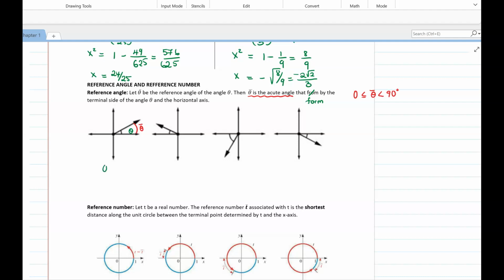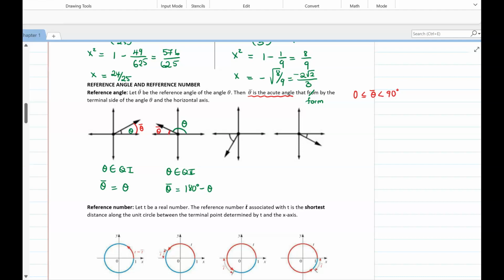So if theta is in quadrant 1, then theta bar is equal to theta. In the next one, we're looking at this angle here being our theta. Then the shortest distance from the terminal side to the horizontal axis is this part. This is our theta bar. Again, if theta is an angle in quadrant 2, then theta bar is equal to 180 degrees minus theta.